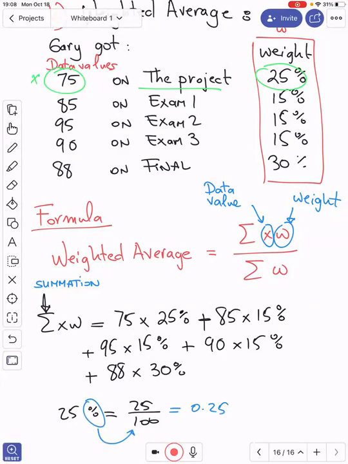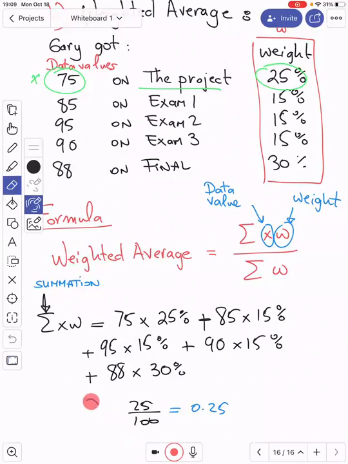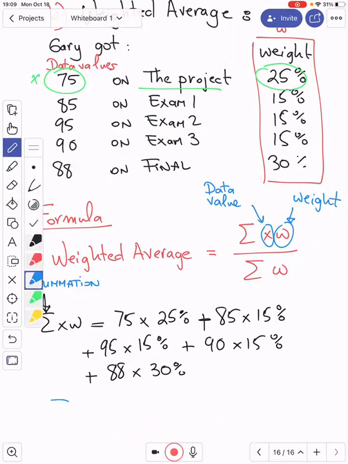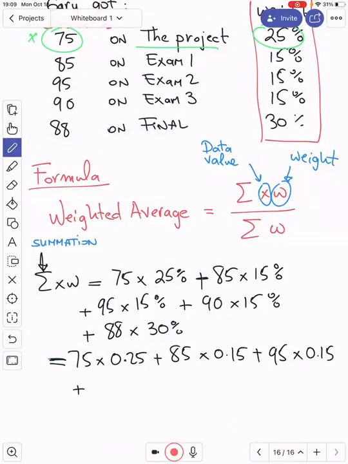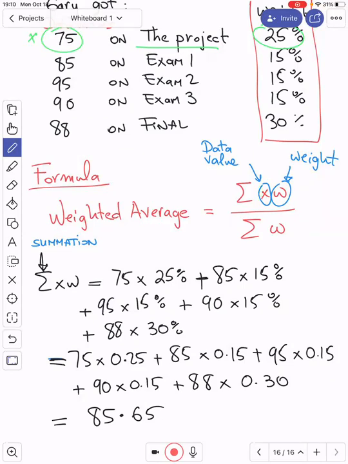All right, so let's compute this thing. It's 75 times 0.25, that's the 25%, plus 85 times 0.15, plus 95 times 0.15, plus 90 times 0.15, plus 88 times 0.30. Okay, and the answer, where is my answer? Yes, right here. So the answer here, guys, would be 85.65. Again, this is the sum of the X times W.